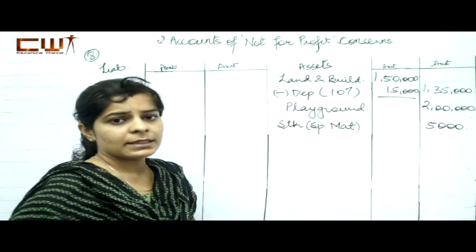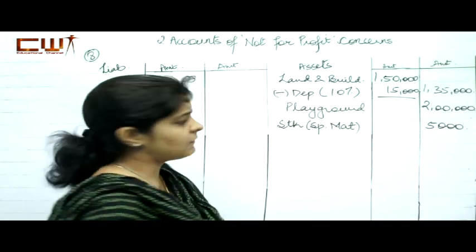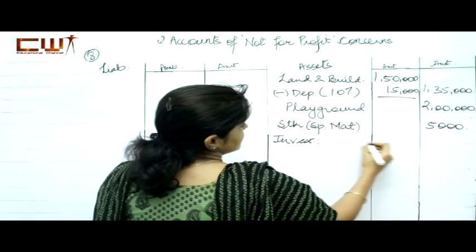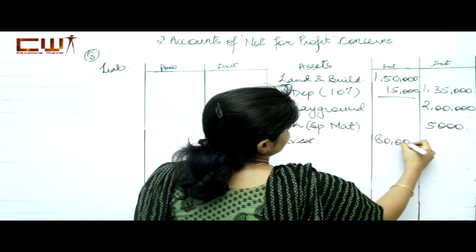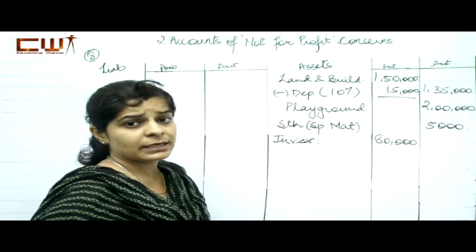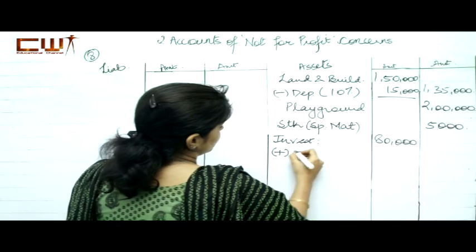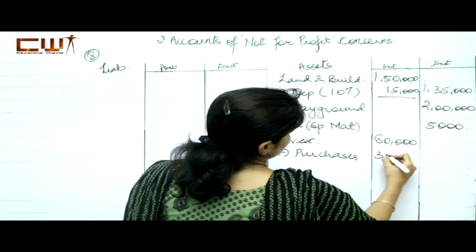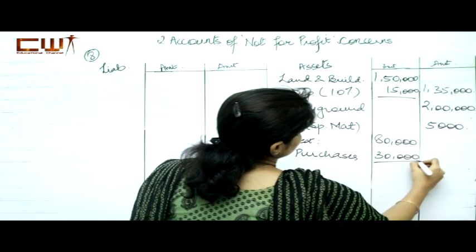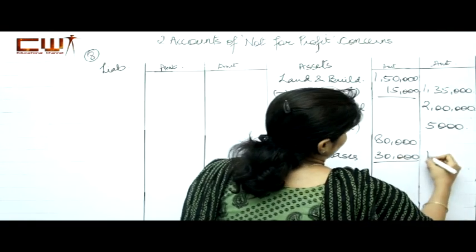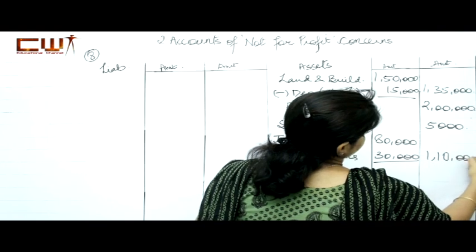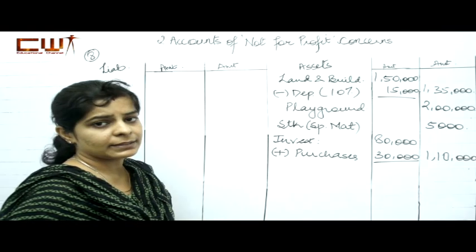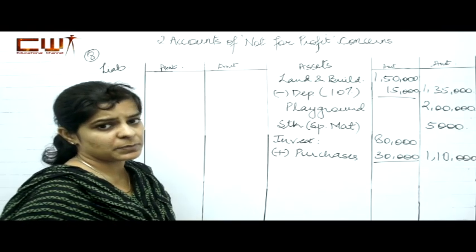5,000 will be coming. Next is investment. Investment they have given as 80,000, and they have also given the additional purchases in the year. So total investment, that is investment in the beginning and purchases of 30,000, right? So the total investment is 1,10,000, that is the initial investment plus the purchases.